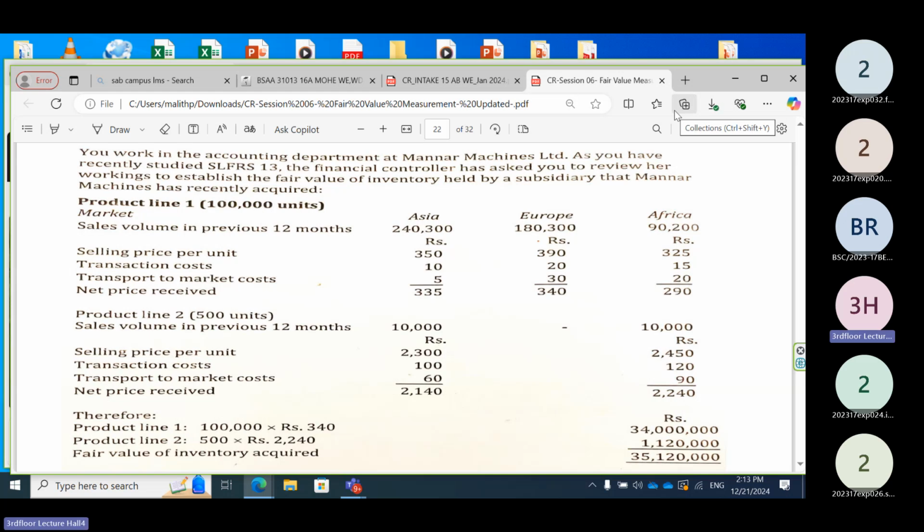Product line 2. So then sales volume wise, similar. Can you all see this? 10,000 and 10,000.